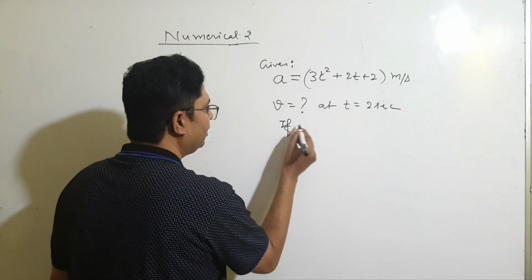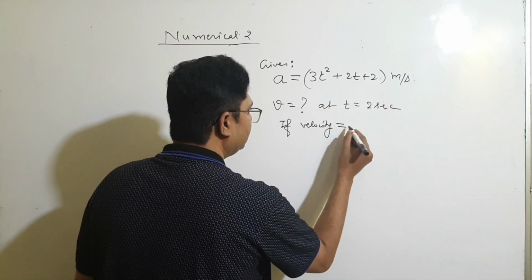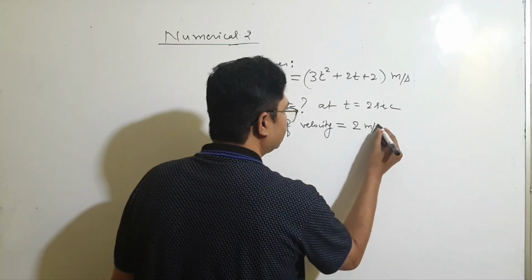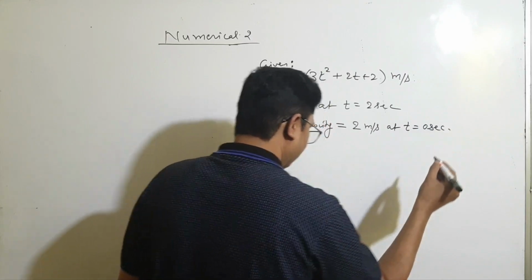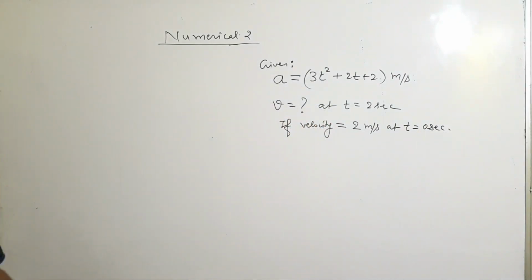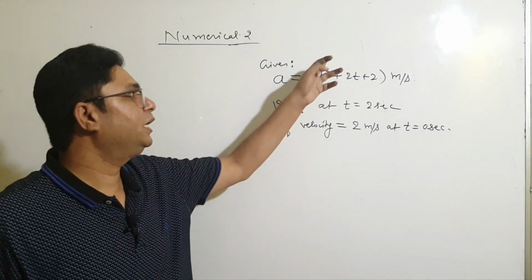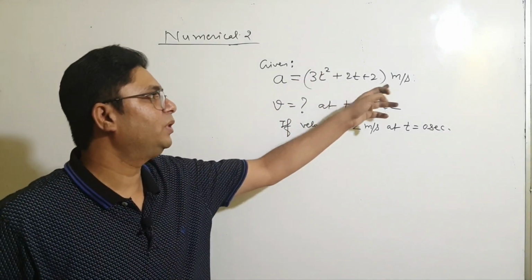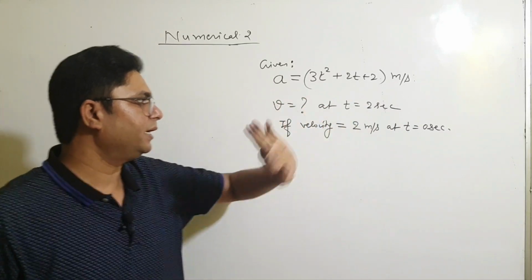If velocity is equal to 2 meter per second at t equal to 0 second. The question is very clear to you. What is the question? Acceleration equals 3t² plus 2t plus 2. So velocity equals what at t equal to 2 seconds?